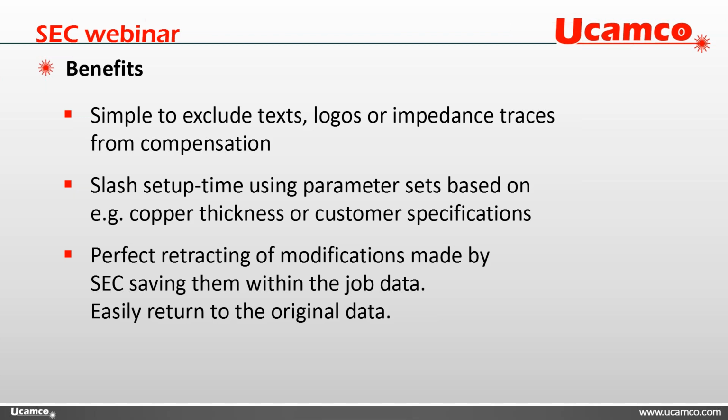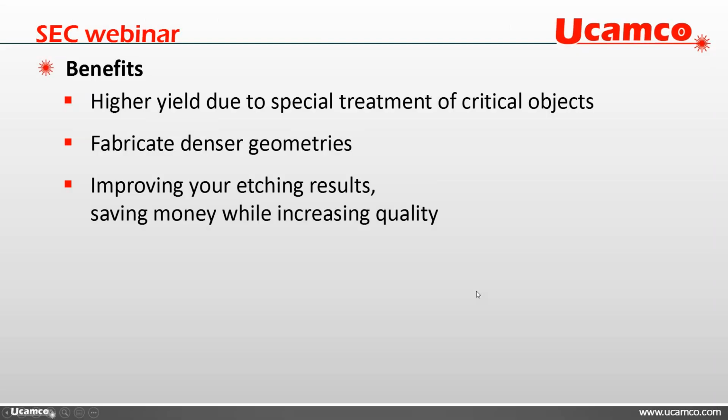Then setup time, that sounds very good, using parameter sets based on copper thickness or customer specifications, which we also saw. You don't need to punch in all the values, you just have your 18 micron data set and everything will work fine. Perfect retracing of modifications made by SEC, saving them with the job data. That's also what I said. Two years later, you can do your secure etch for a different copper thickness.